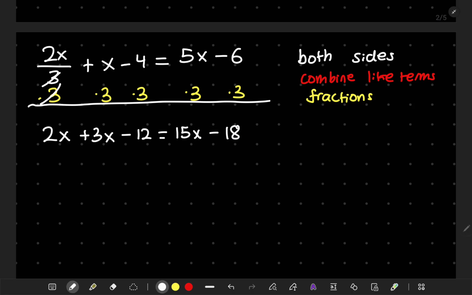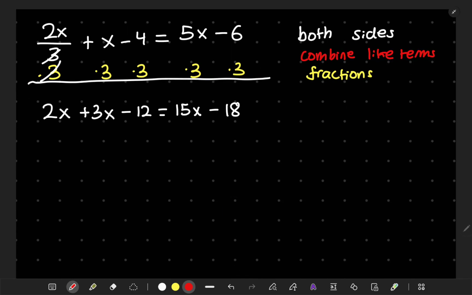Okay, but here's the problem. I now have multiple x's on both sides, on one side and on the other. So what am I supposed to do? Well, I'm going to combine like terms. But here's the thing. I can only combine like terms if they're on the same side.